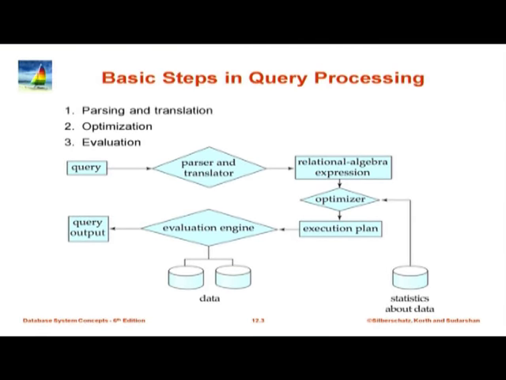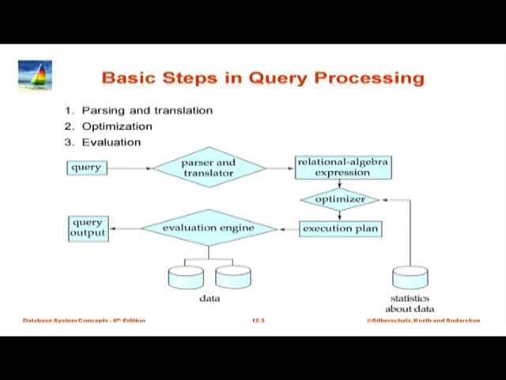So here are the basic steps in query processing. You give a query in SQL, typically. It's parsed, translated into relational algebra, and that is fed to an optimizer. Now, what does the optimizer do? It has to output an execution plan, which is expected to be the cheapest plan.